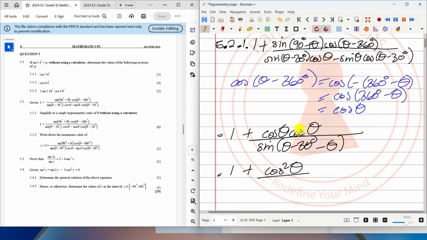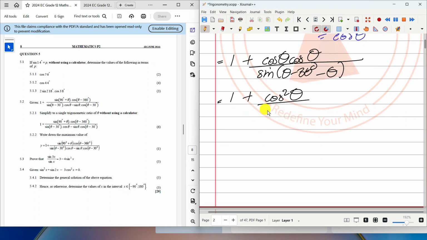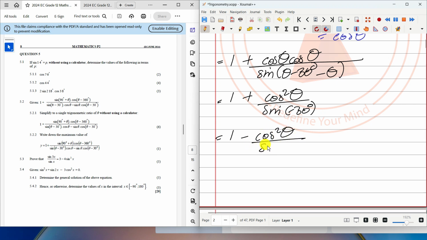Then in the denominator, what do we have? We have sine of negative 30. Okay, sine negative 30. They said without using a calculator, so let me just take it a bit longer. I'm not changing the cosines here. Cos square theta over sine 30 degrees. Okay, now we know sine 30 is half.